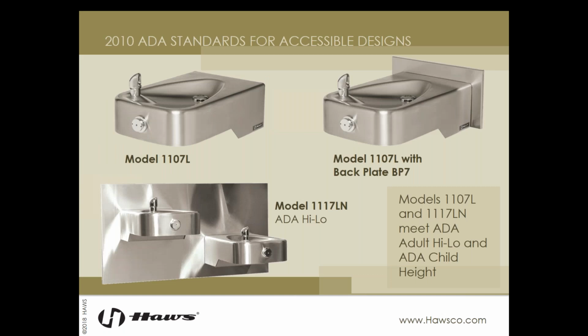These installation requirements can be met using a variety of different products. This one in particular is the Haas model 1107L and consists of heavy-duty vandal-resistant 14-gauge stainless steel, front access cartridge and flow control, and this can be mounted to meet ADA or child specifications pretty easily.